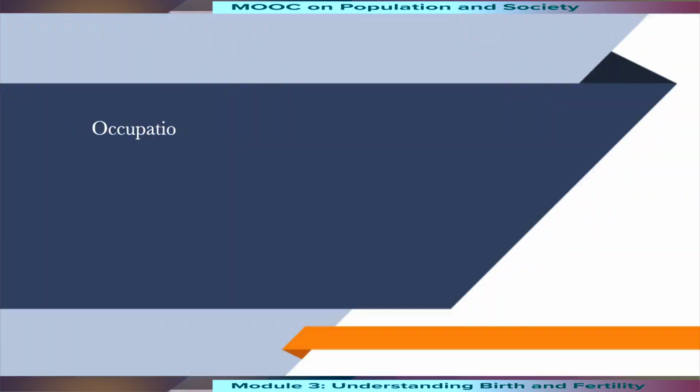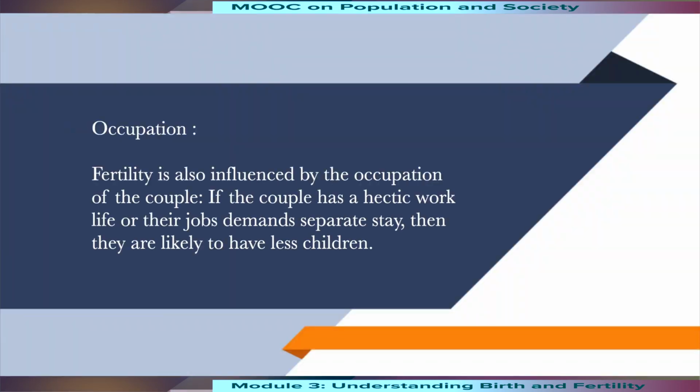Now coming to occupation, fertility is also influenced by the occupation of the couple. If the couple has a hectic work life or their jobs demand that they live separately, then they are likely to have a lesser number of children. Again, some scholars also suggest that people who are engaged in work that demands rigorous mental effort have fewer children than those whose occupation only demands physical labor.